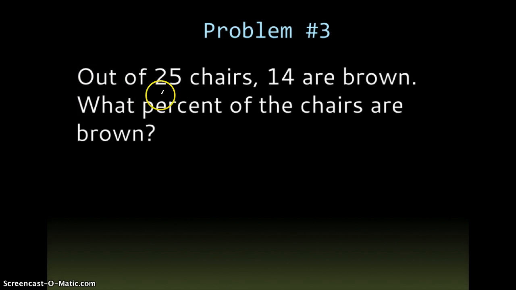So, out of 25 chairs, 14 are brown. What percent of the chairs are brown? If you would like to try this on your own, please try it on your own first and then double check. So pause the video, try it on your own, and then double check with my answer. So the part is 14 and the whole is 25. So here's our fraction, part to whole, right? So we're going to divide 14 divided by 25.